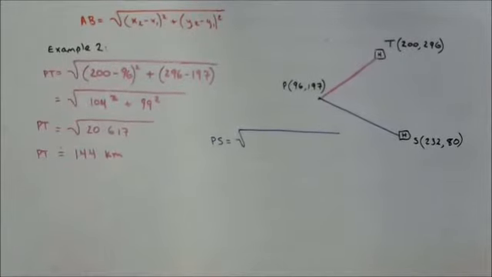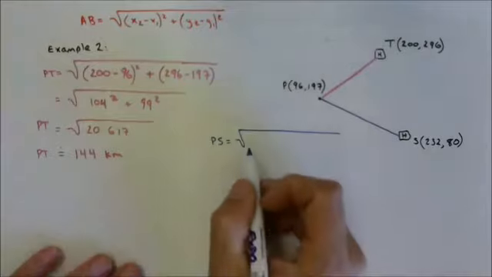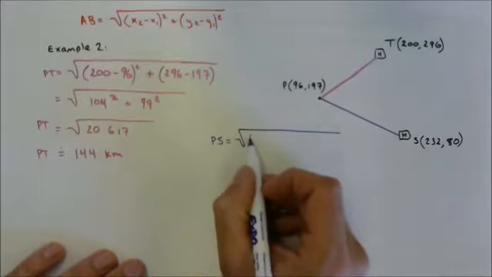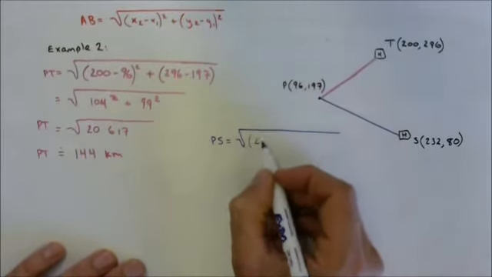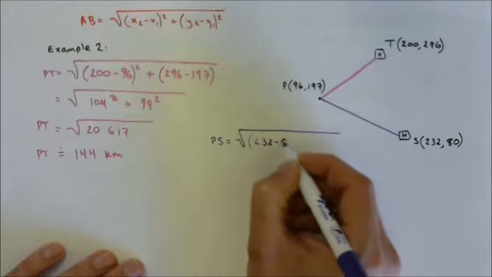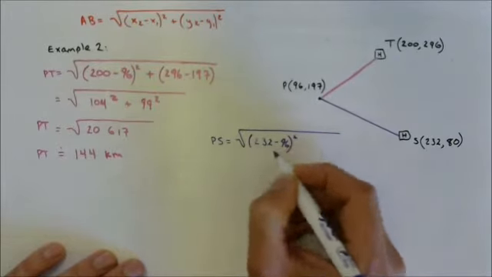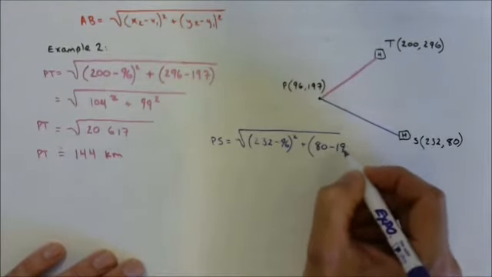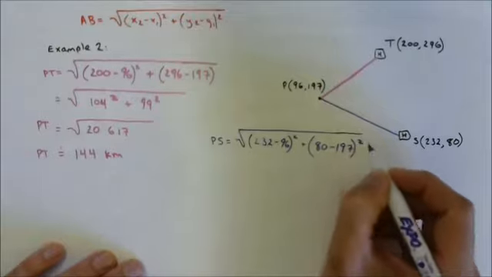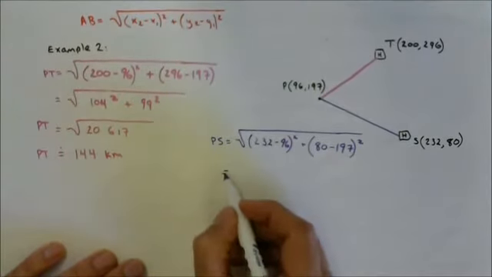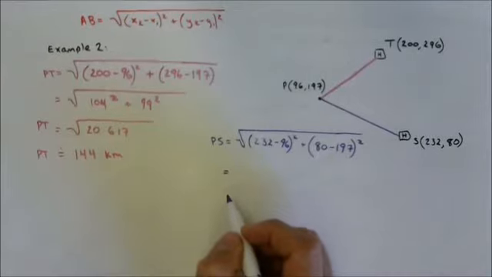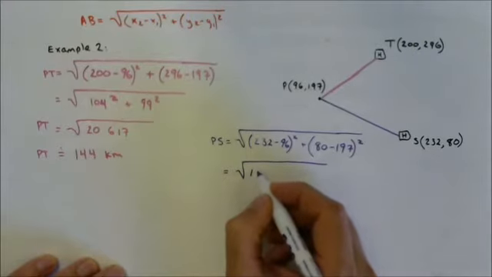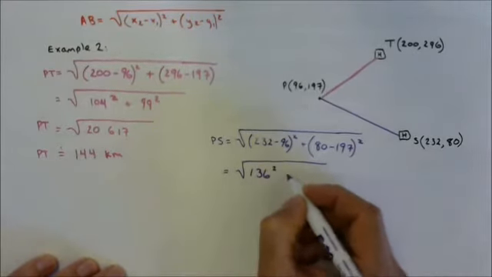Be consistent. And once you have it set up, you can check on the board. Now again, ours might be slightly different because it doesn't matter which point you start from. But you could have 232 minus 96 in the first set of brackets squared plus 80 minus 197 in the second set of brackets squared. If you work that out, 232 minus 96 is 136. That's going to be squared.